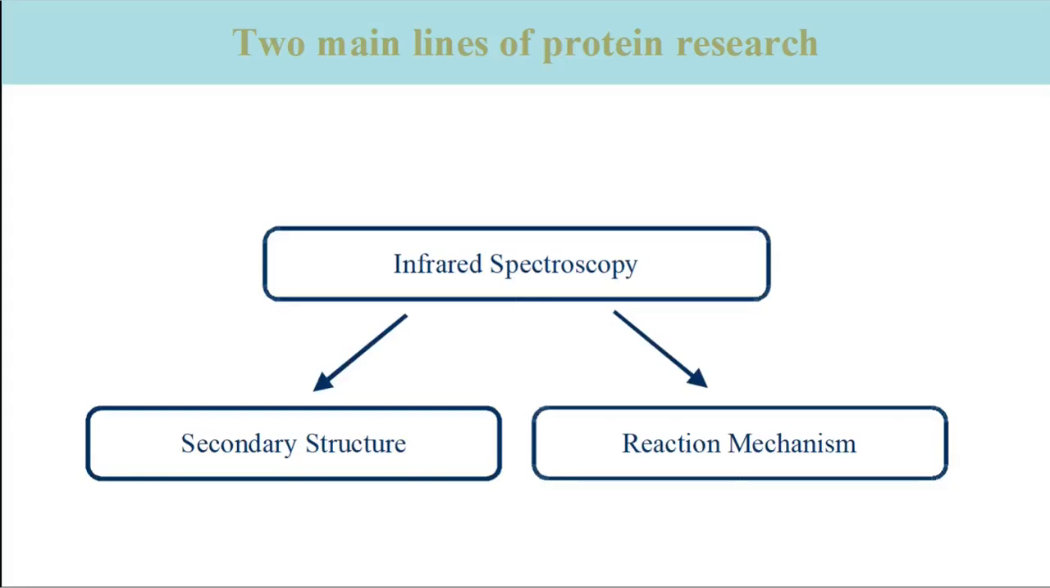In the following, we will discuss the two main applications of infrared spectroscopy in the life sciences. These are the analysis of the secondary structure of proteins and the analysis of the molecular reaction mechanism of proteins. We will start with secondary structure analysis, which is the most common application of infrared spectroscopy in the life sciences.